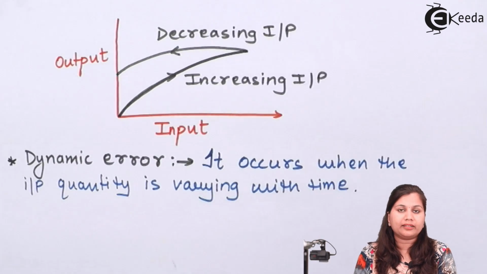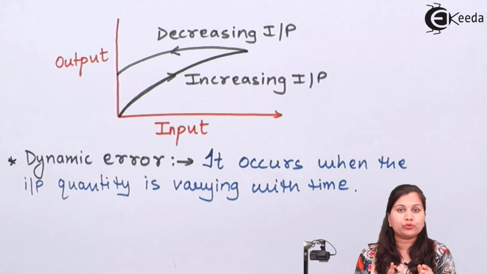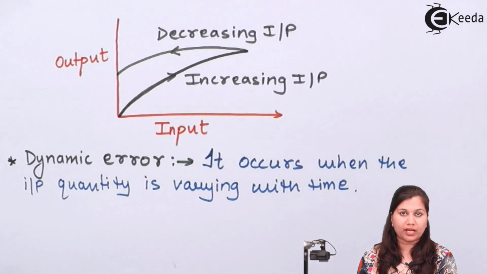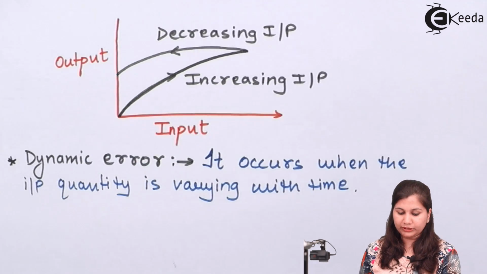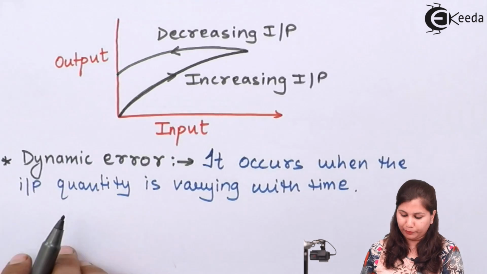Now this dynamic error is on account of the storage elements present in the transducer. Storage elements, like a capacitor and an inductor, have the property to store energy in them. So the capacitor and inductor are known as energy storing elements. If the transducer has energy storage elements, the dynamic error occurs. Now let's see an example of how this dynamic error affects the output.